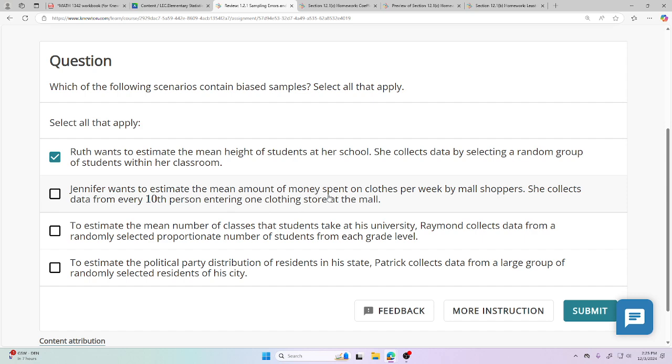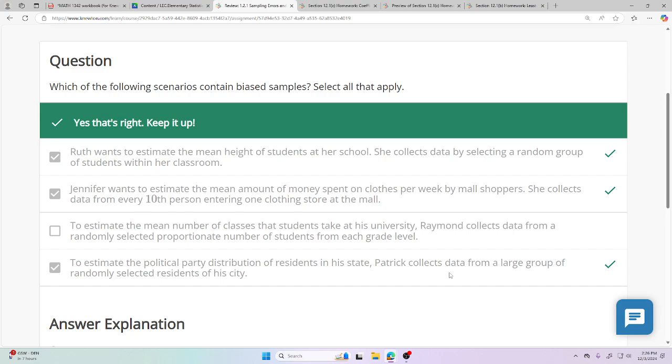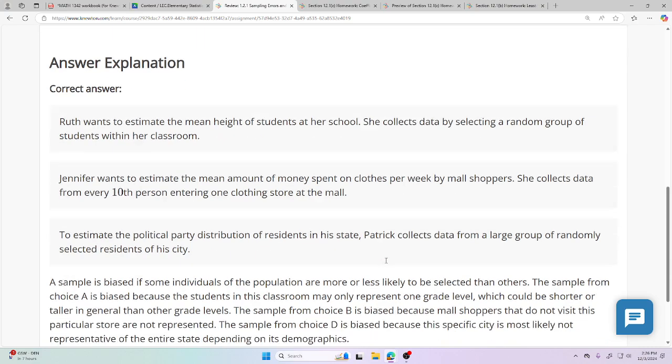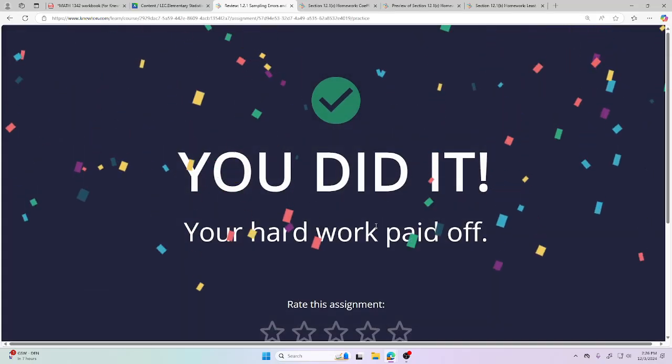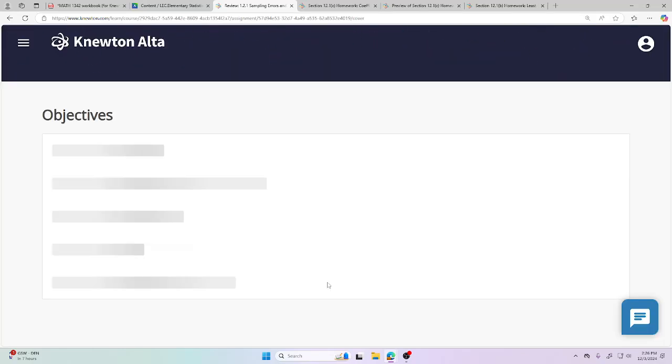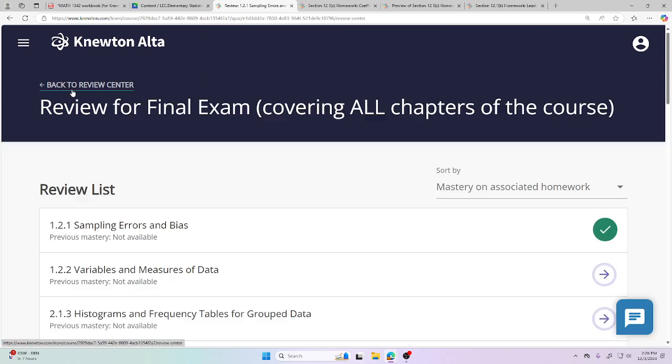Wants to estimate the mean of this, every 10th person in a clothing store. Uh-oh. Bias? Yep. Estimate the mean number of students in this, collects data from a randomly proportionate number from each grade level. Bias? No. Okay. Estimate political party distributions in the state, collects a large group from a city. Bias? Yep. Keep Austin weird, bro. Good? Okay, cool. Wow, we nailed it! Yes! I know, it's so awesome!